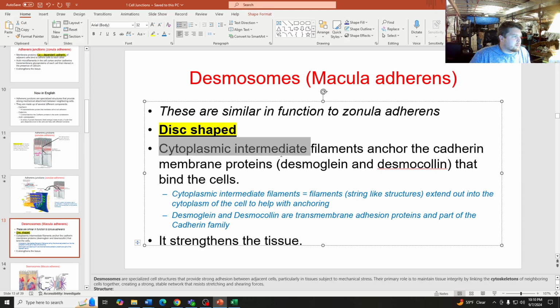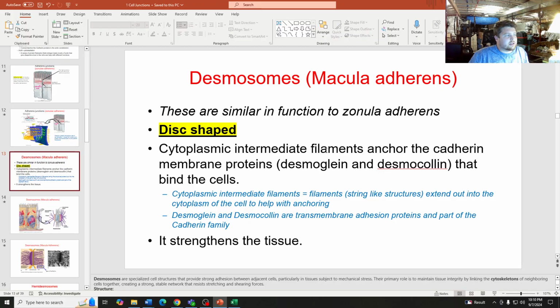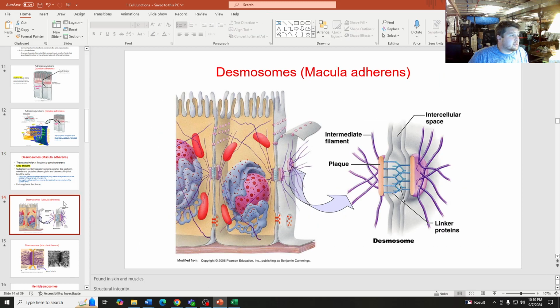It's a cytoplasmic intermediate. Cytoplasmic intermediate filaments anchor the cadherin membrane proteins, which are called desmoglein and desmocolin, that bind the cells together. Cytoplasmic intermediate filaments are like string-like structures. They're just extending. We can look at them here. They're extending out from the desmosomes into the cytoplasm, which is why they're cytoplasmic intermediate filaments. They are filaments going into the cytoplasm. Intermediate meaning they're attaching or meeting each other on different sides. And again, its whole purpose is to strengthen the tissue.